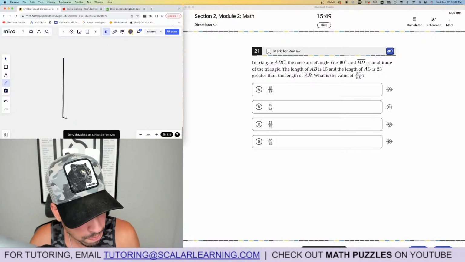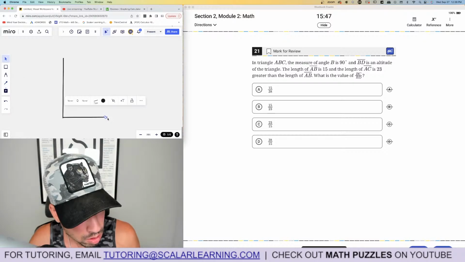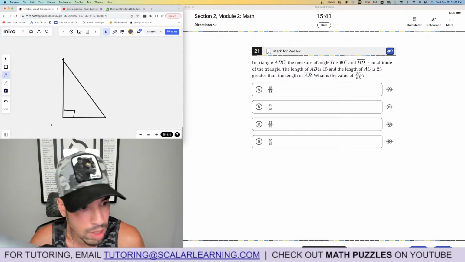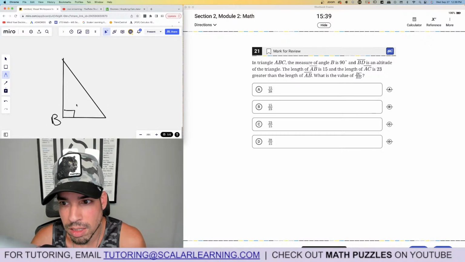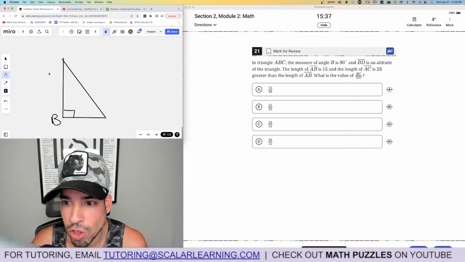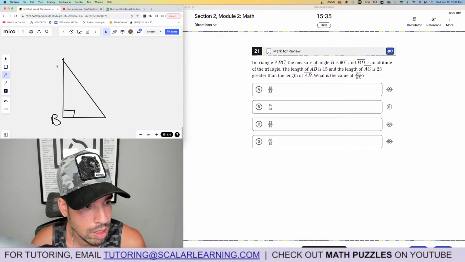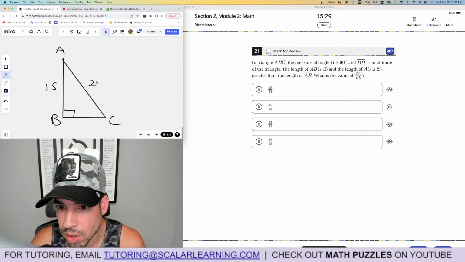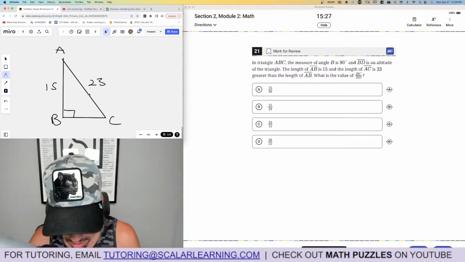1 second. All right. Not that yours has to be this precise on the test day, but just make it look nice for you guys. So we got a right angle at B, and then it says BD is an altitude. AB is 15. AC is 23. And then BD is an altitude.